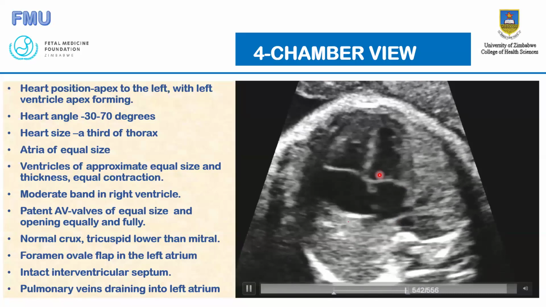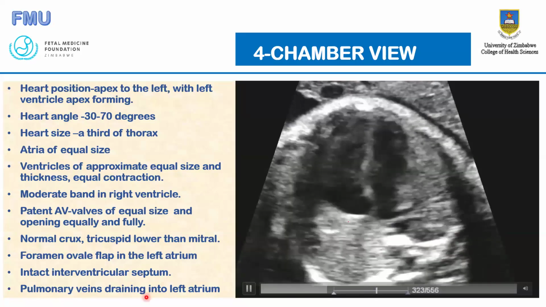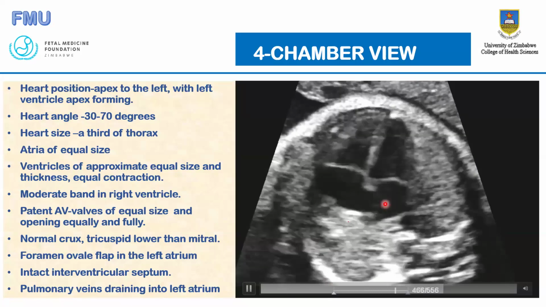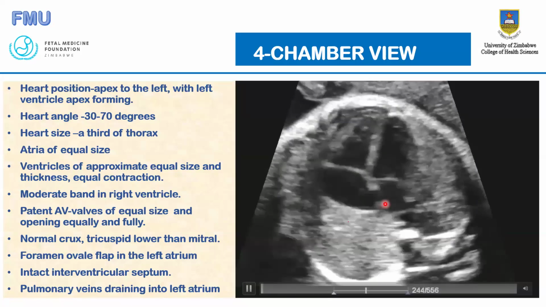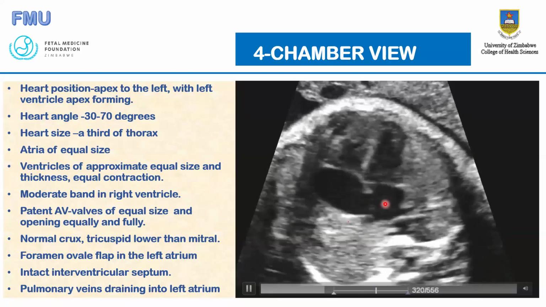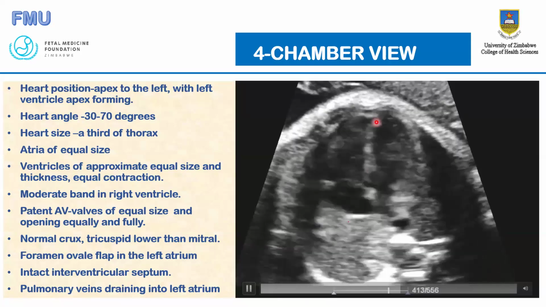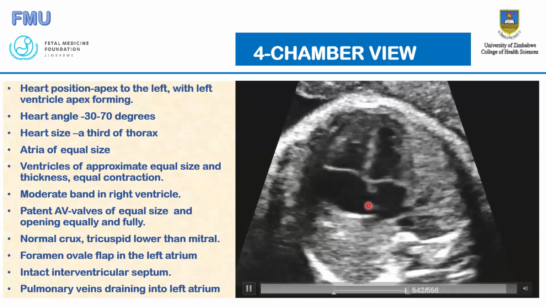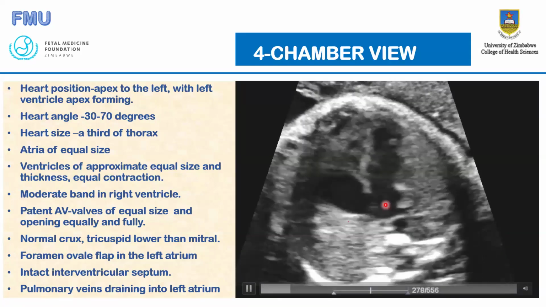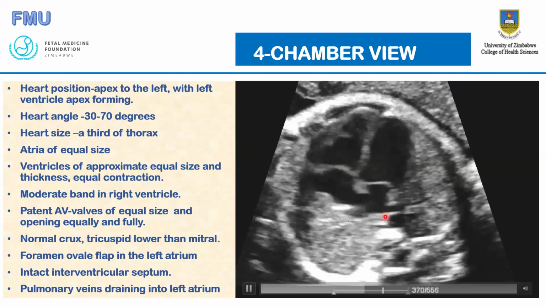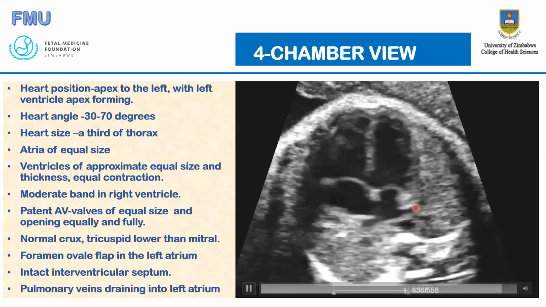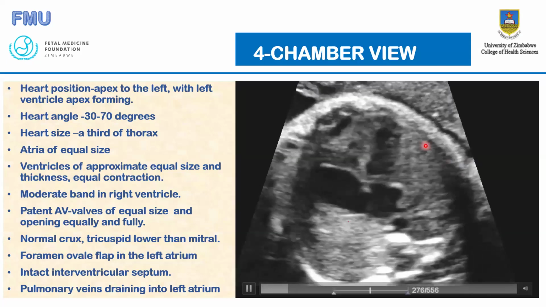So the pulmonary veins should drain into the left atrium. I've emphasized that. The interventricular septum is examined all the way up to the atria, and you should make sure the foramen ovale gap is there and the flap is in the left atrium. Then the lungs should be seen to be present, and make sure that the lungs appear normal.